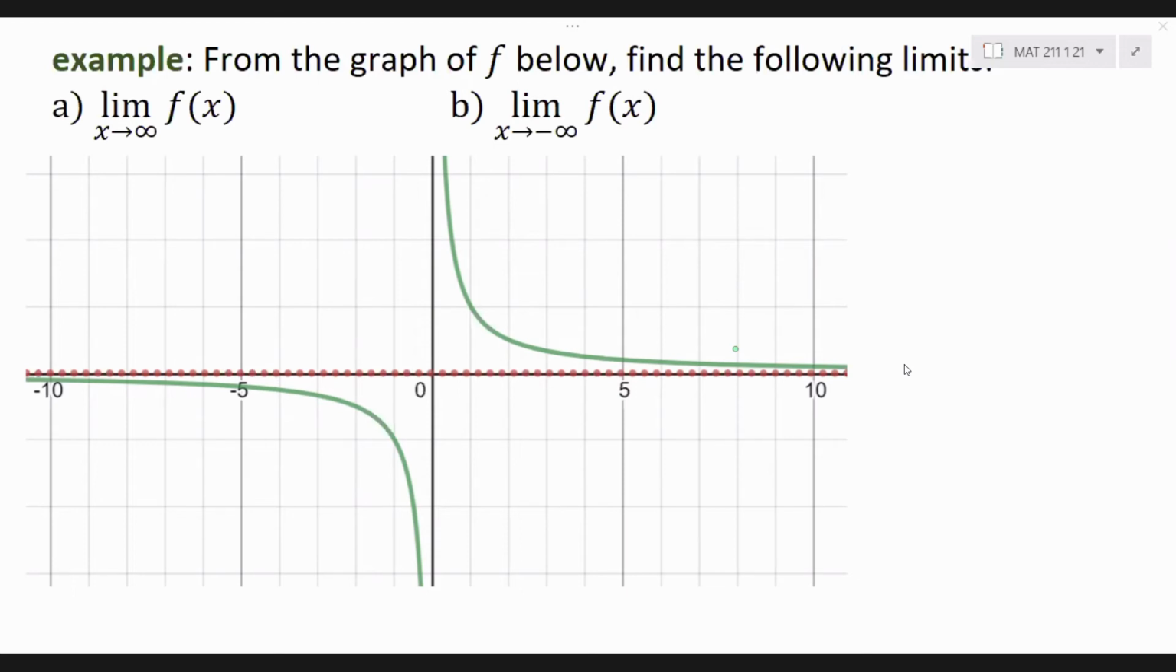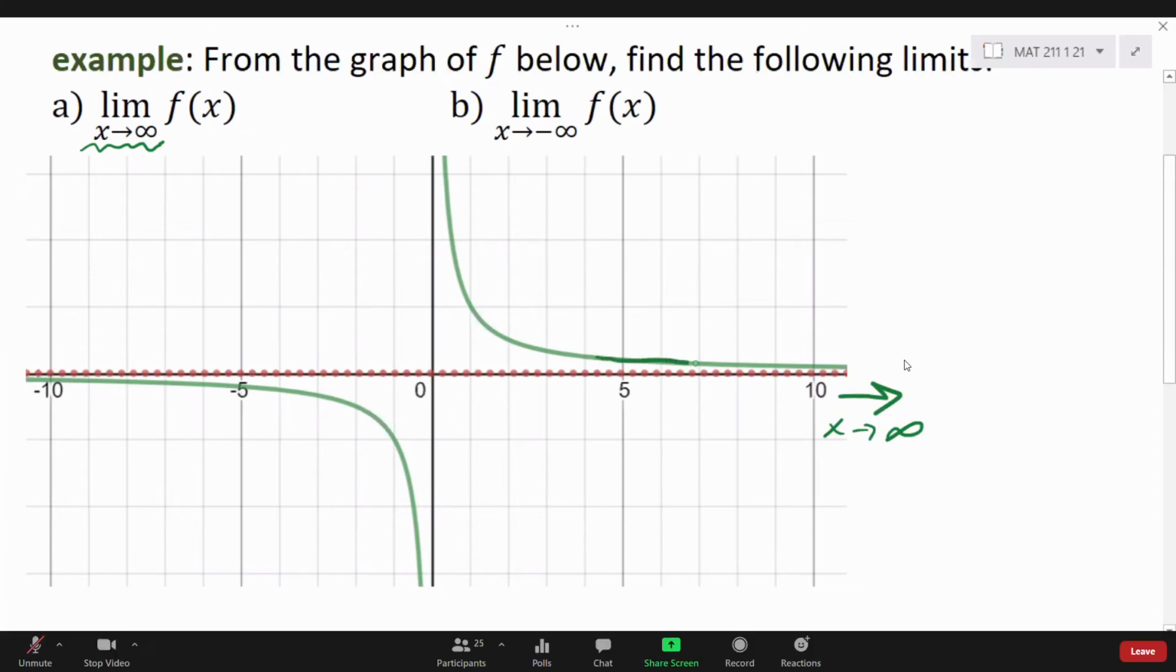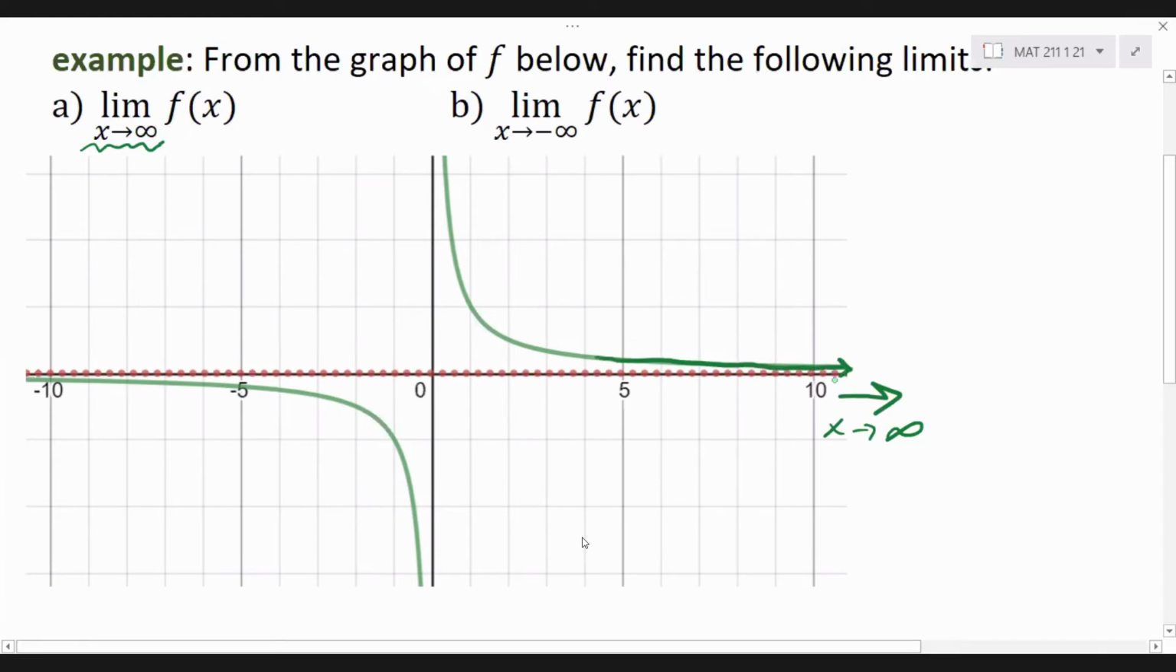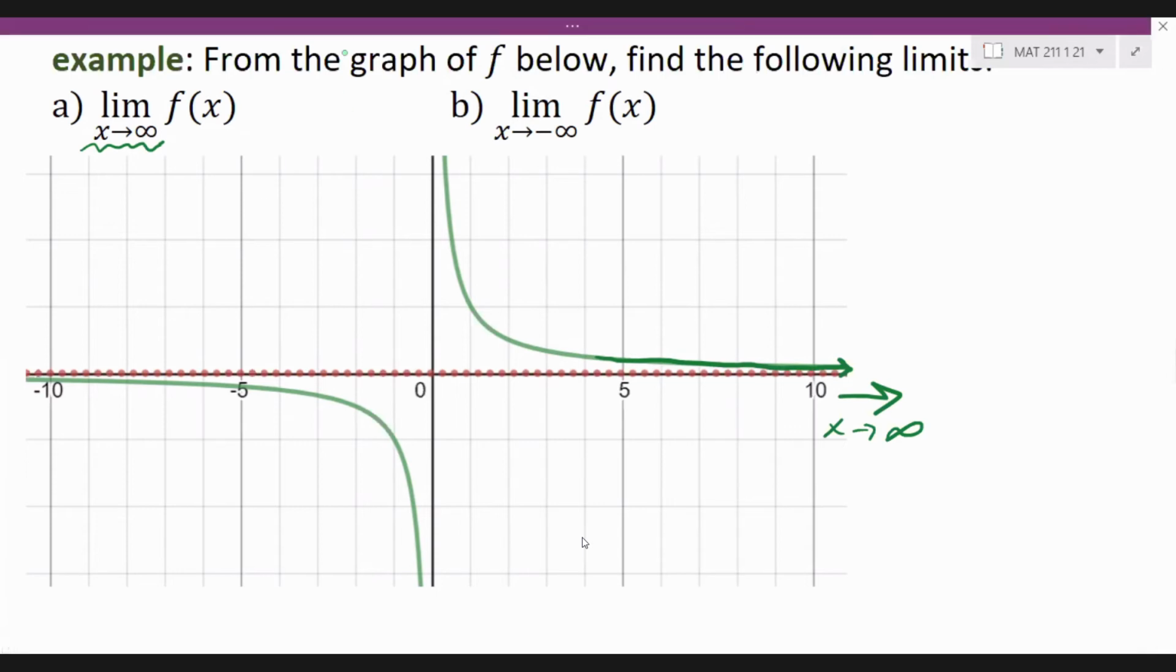So x now is going toward infinity. If x is going towards infinity, that means x is going this way. So we want to know what's happening to the function when x is going towards infinity. When x is going towards infinity, the function value, the y value, is getting closer and closer and closer to something. 0, yes. So 0 was the correct answer here.